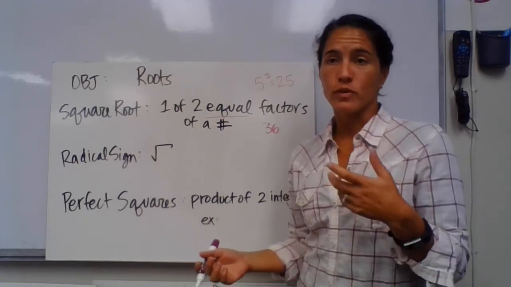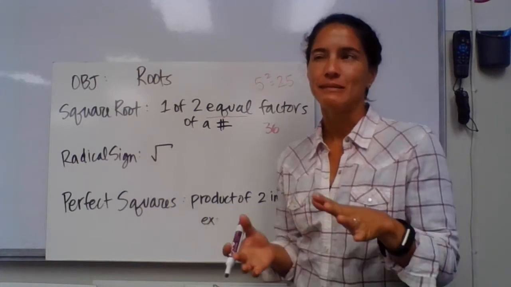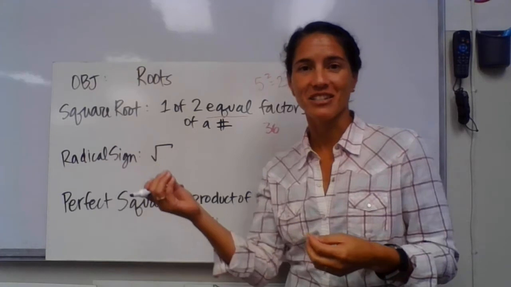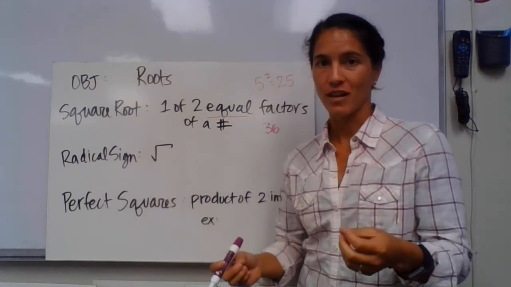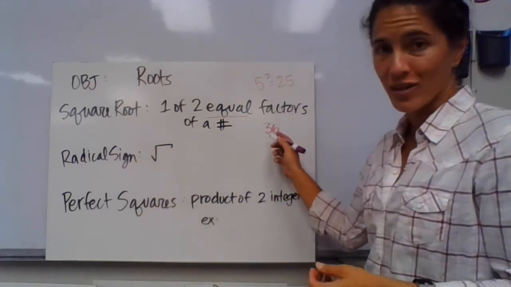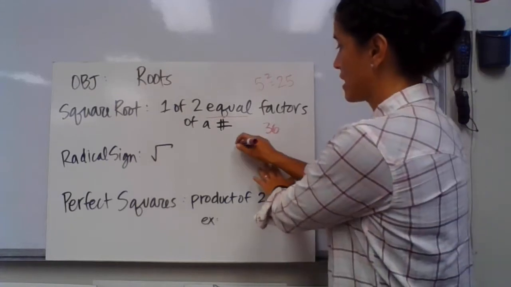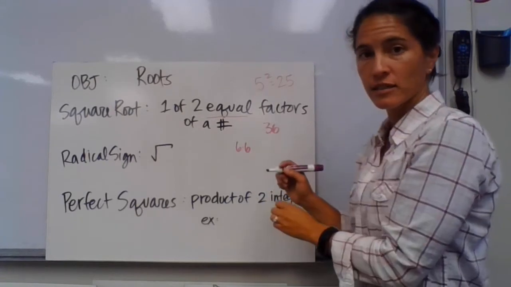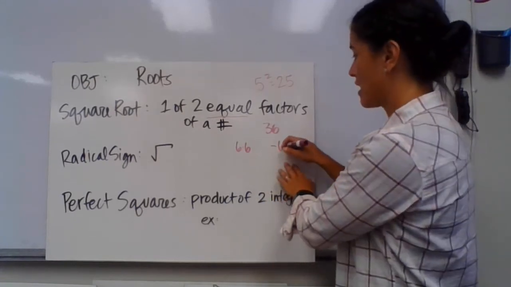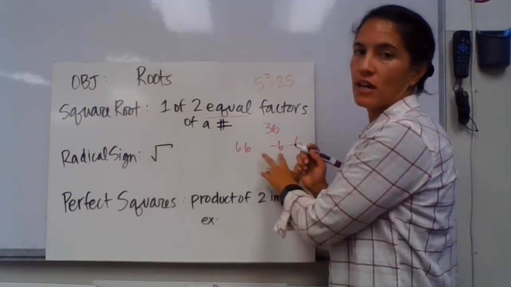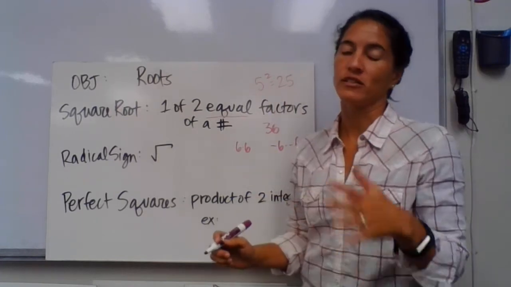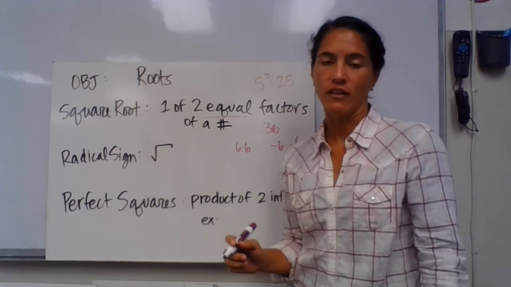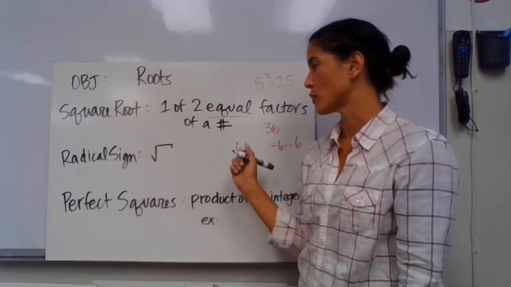All square roots can have a positive and a negative root because, for example, 36 could be 6 times 6, and it can also be negative 6 times negative 6. I'll show you an example later where it actually doesn't have both a positive and negative root.